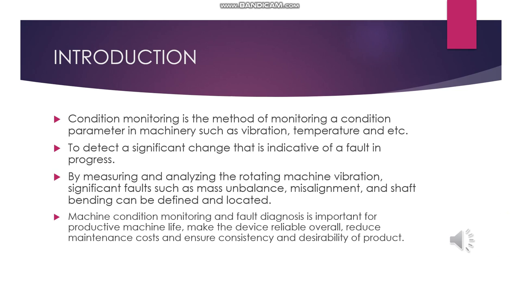For the third point, by measuring and analyzing the rotating machine vibration, significant faults such as mass unbalance, misalignment, and shaft bending can be defined and located. With the help of condition monitoring data, it is easy to identify which part needs to be repaired or replaced without wasting time.